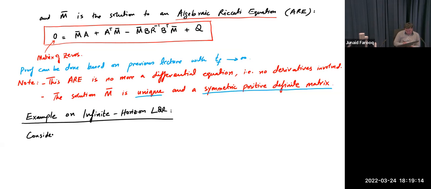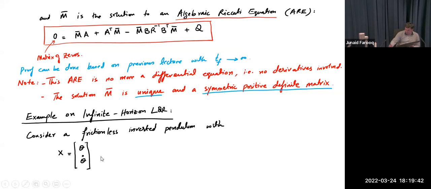So consider a frictionless inverted pendulum with x, which is a state vector, a combination of theta and theta dot, and the system matrices are A equals [0, 1; omega squared, 0], and B equals [0; 1].